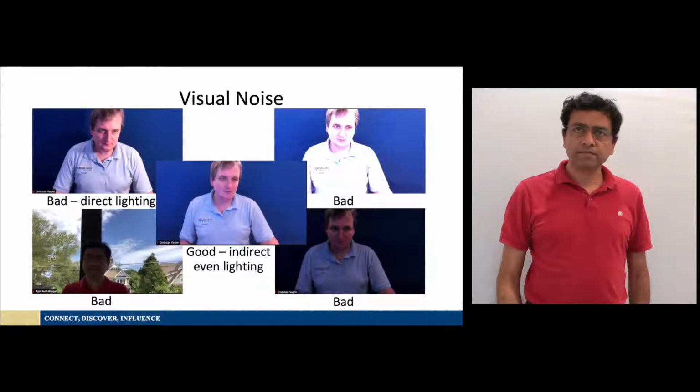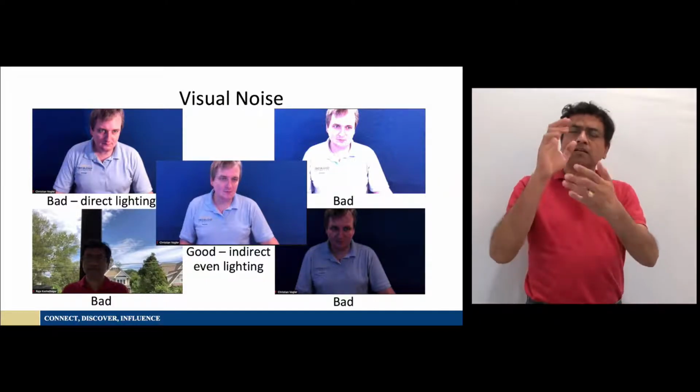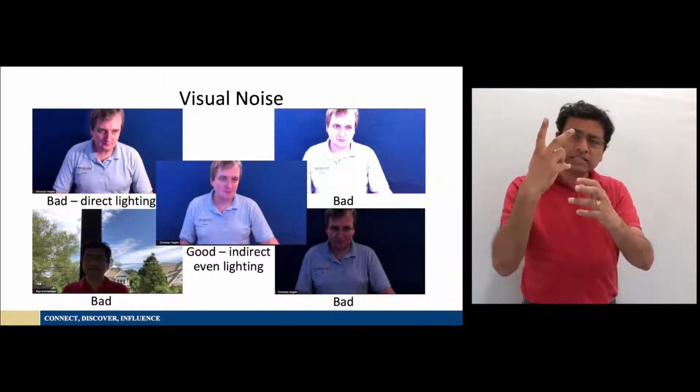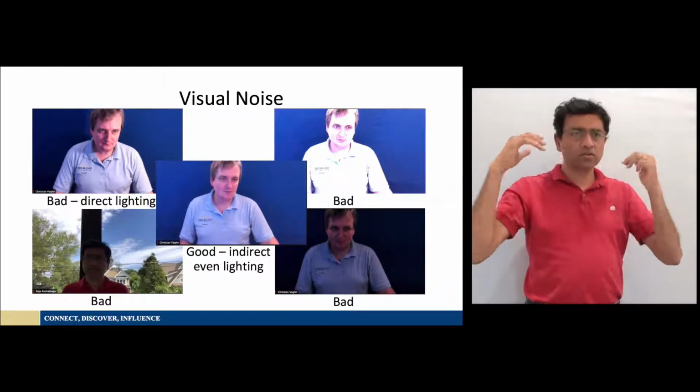On the top left, a man has direct lighting. On the top right, a man has too much lighting. On the bottom left, a man's background is too bright. On the bottom right, a man has insufficient lighting. In the center, a man has indirect and even lighting. When a person is unclear on video or hard to see, we call it visual noise.